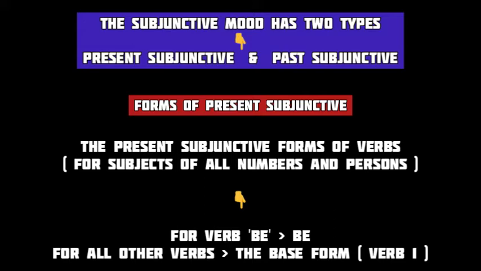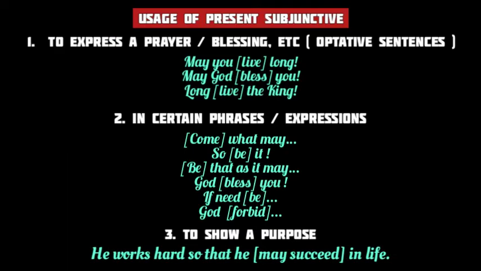And please remember, the present subjunctive form of verb be is be and not am, is or are. For all other verbs, the present subjunctive form is the base form or the first form of the verb. Remember, the fifth form or the s or yes form of the verb is not used in the present subjunctive mood. Up next, we are going to learn the various uses of the present subjunctive mood.